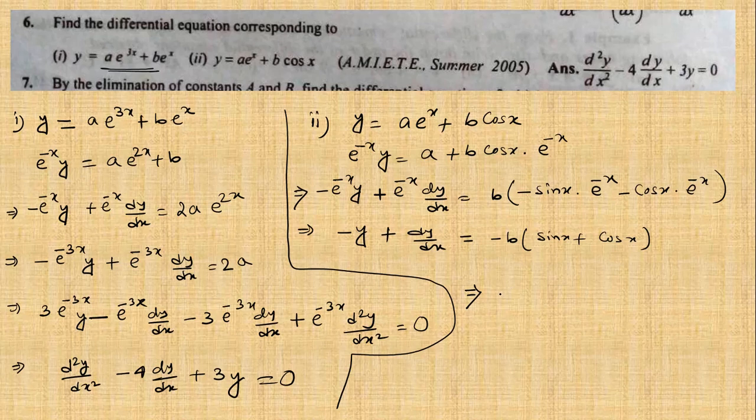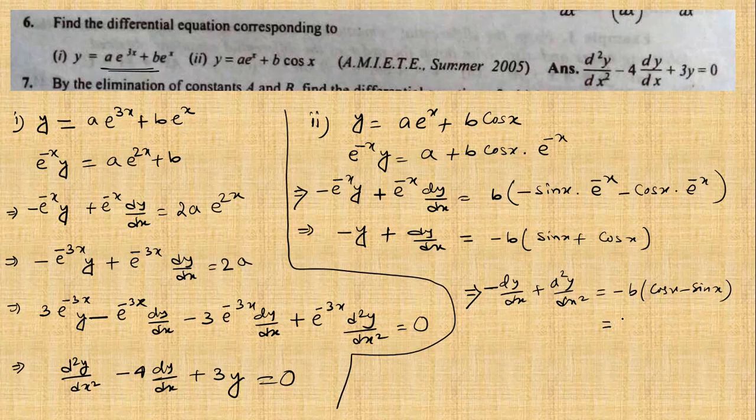Now if I want to write this as dy dx minus b, actually if you take the derivative, what will we get? That is minus dy dx, and this is d2y dx square, and it is minus b cos x minus sin x, right?